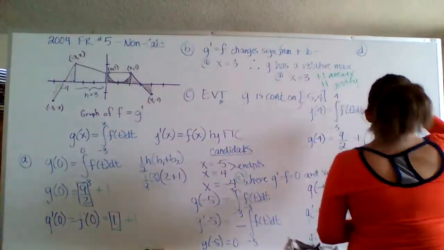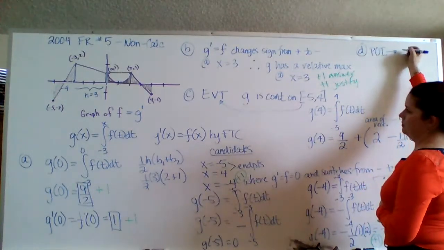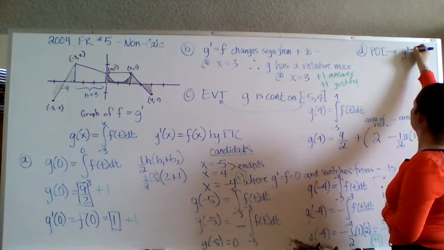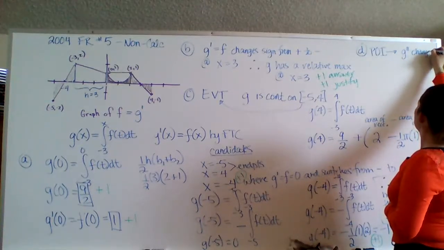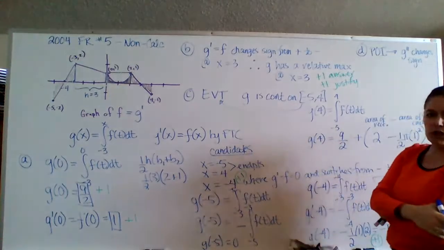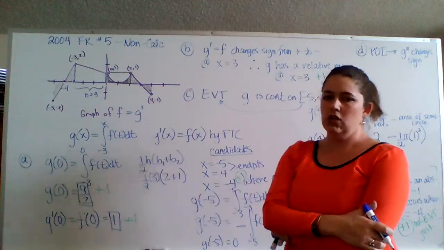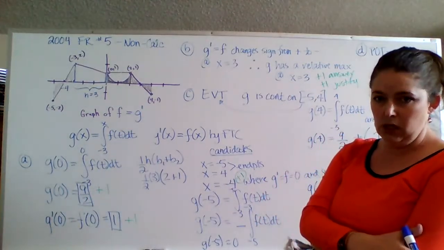So if I want to know points of inflection, wouldn't I be thinking where the second derivative, g double prime, changes sign? If the second derivative changes sign, then that means the original function would change from concave down to concave up or from concave up to concave down. And a change in concavity means a point of inflection.